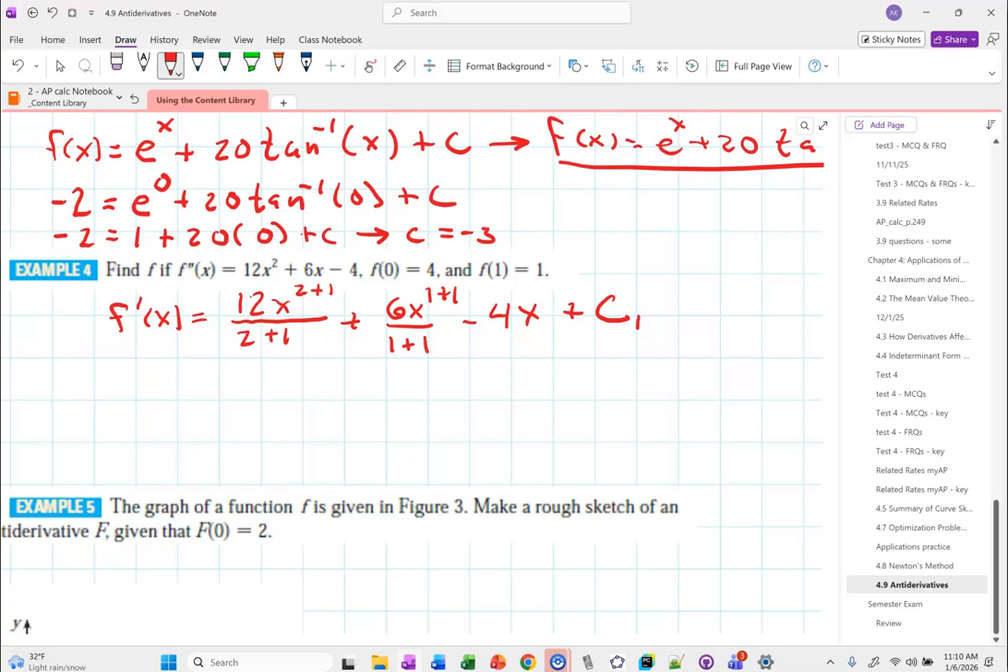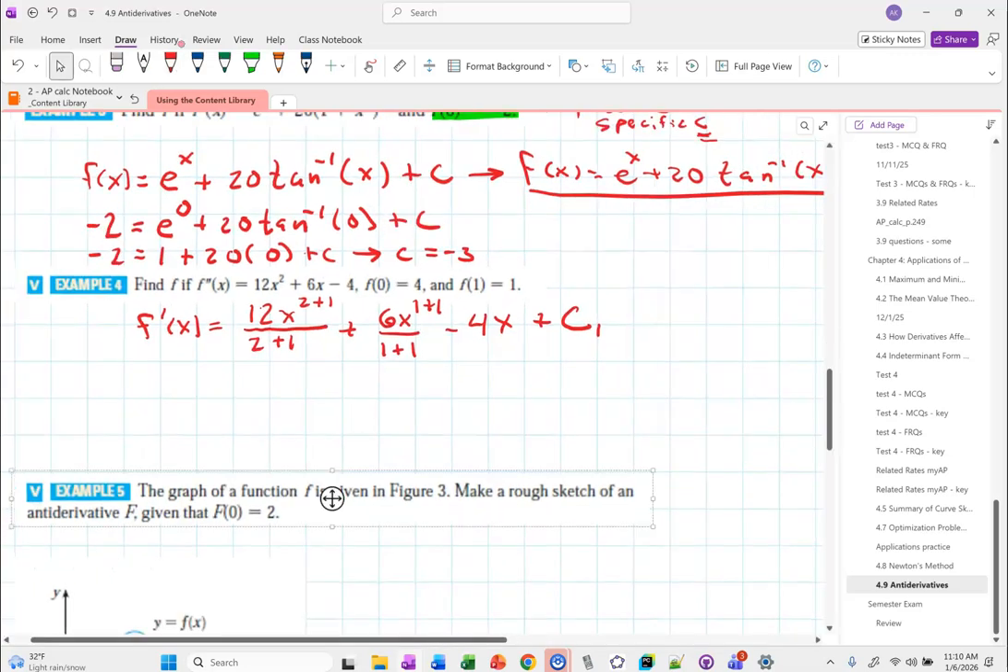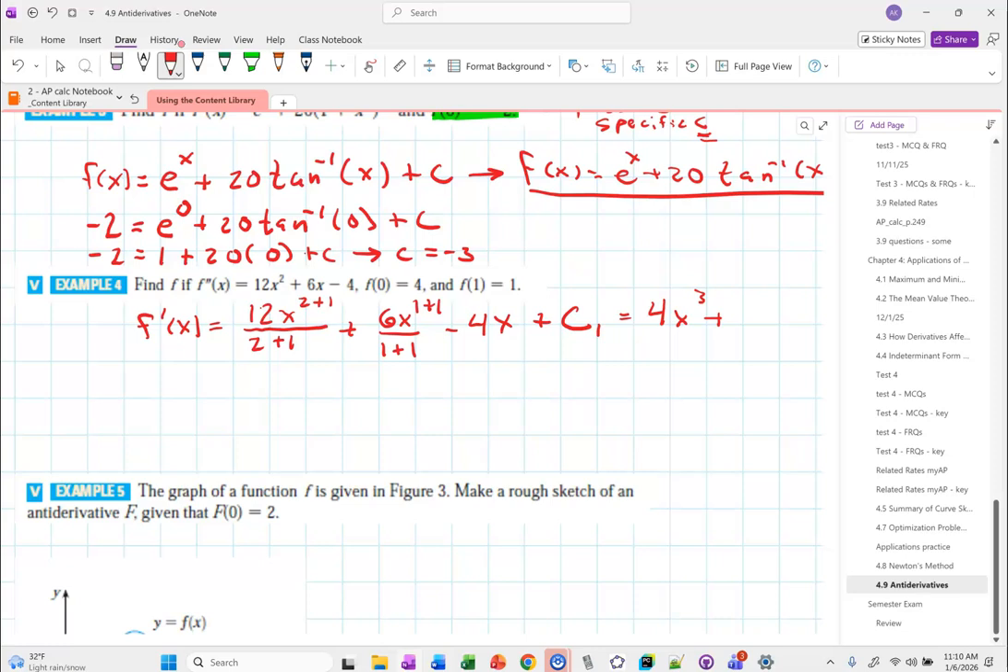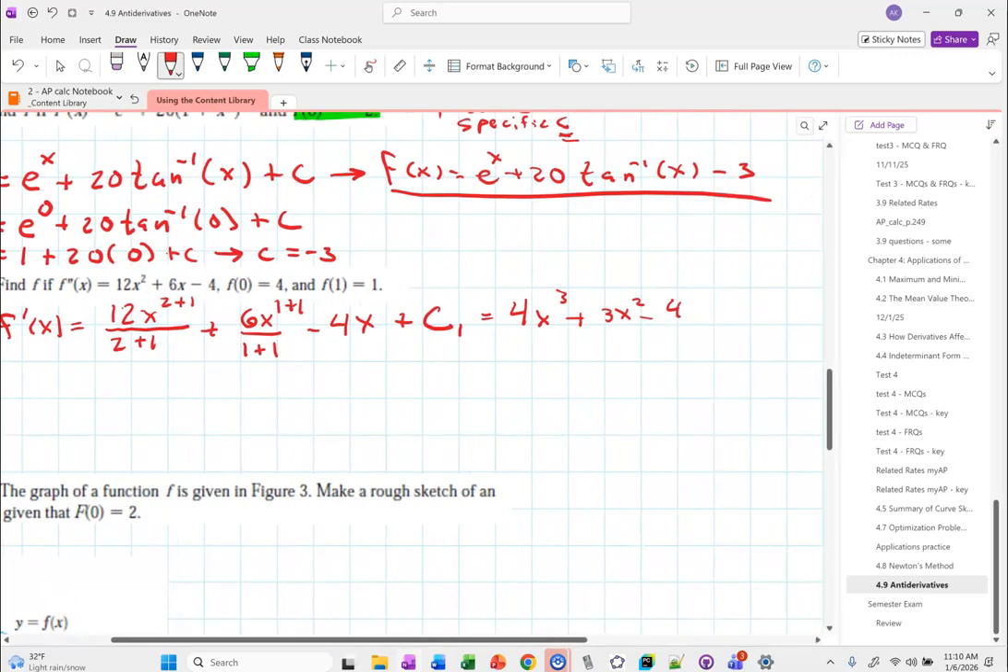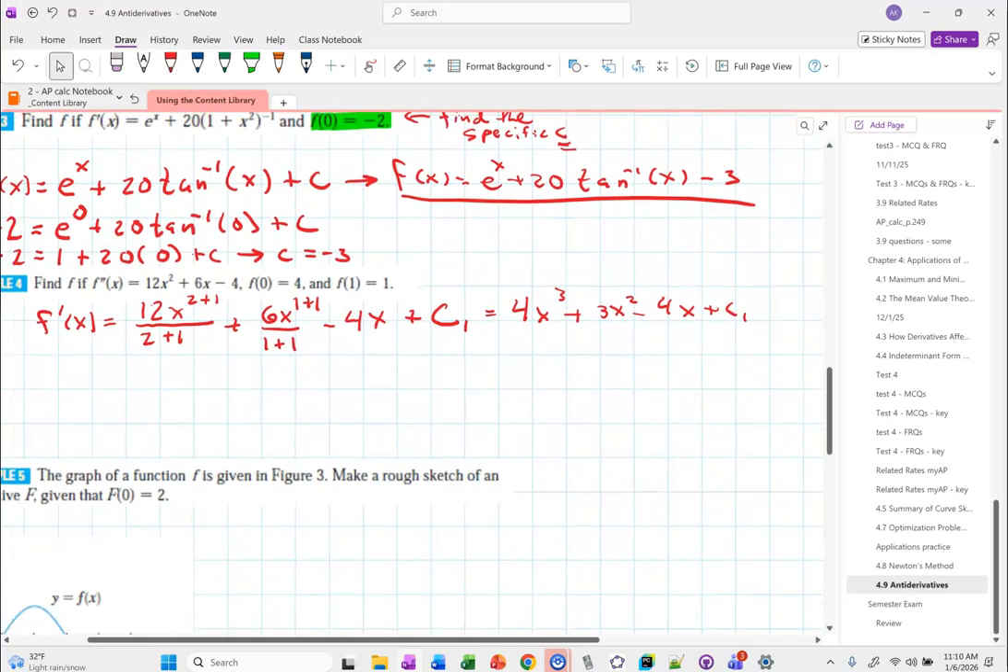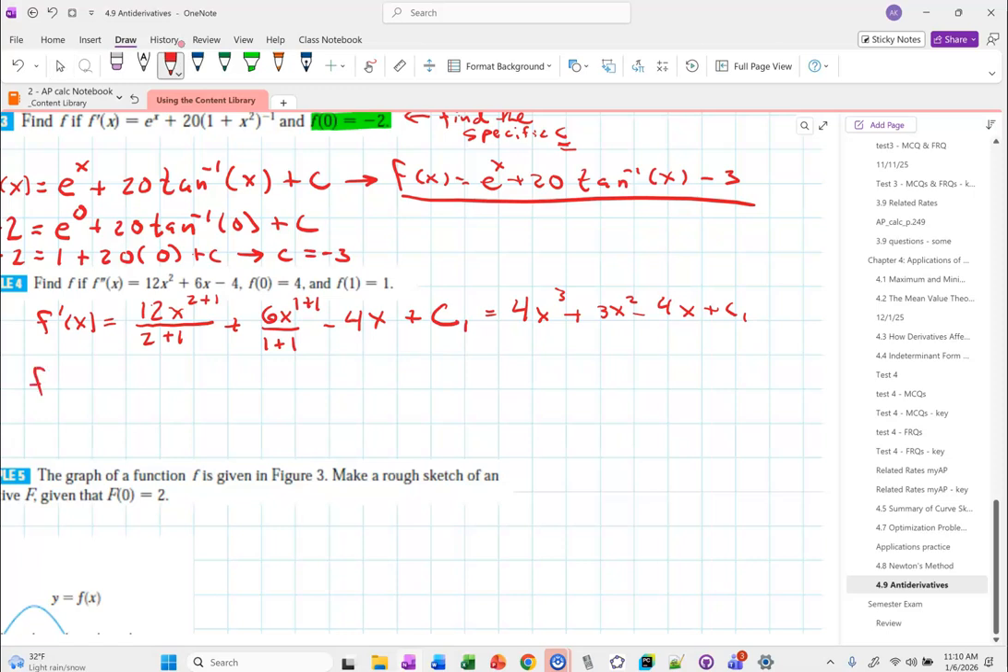So let's simplify this. So that's going to be 4x cubed plus 3x squared minus 4x plus c1. Everybody's okay with a little bit of algebra or a little bit of arithmetic there real quick? Okay. Now let's go and take the antiderivative of this guy.